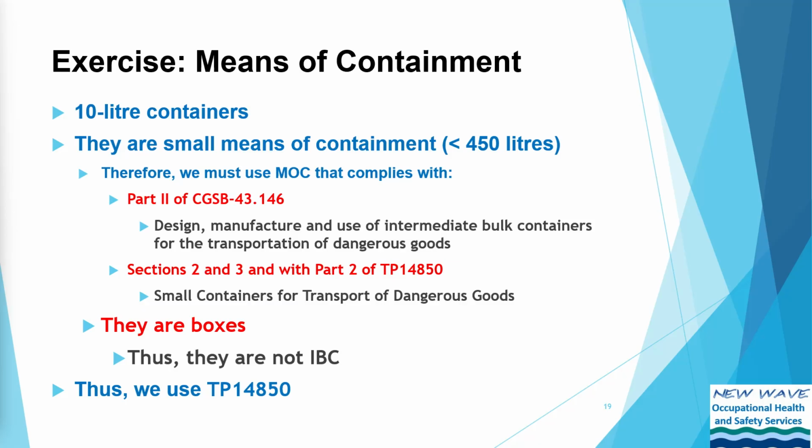Going back a few slides, a small means of containment for a Class 3 dangerous good must comply with either 146, design and manufacture of intermediate bulk containers, or 14850 for other small containers. Noting that we are talking about boxes here, and also remembering that the definition of intermediate bulk container does not include boxes, we cannot use the first standard. Thus, we are left with using TP 14850. At this point, it would be good to open up a copy of TP 14850 using the link on page 34 of the participant guide.